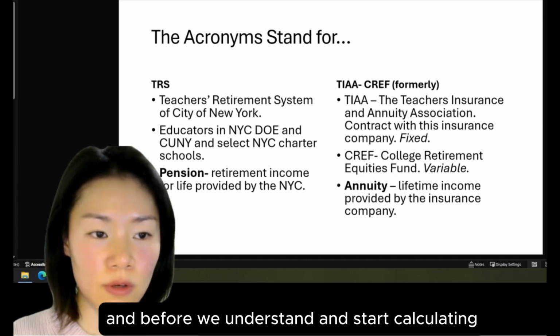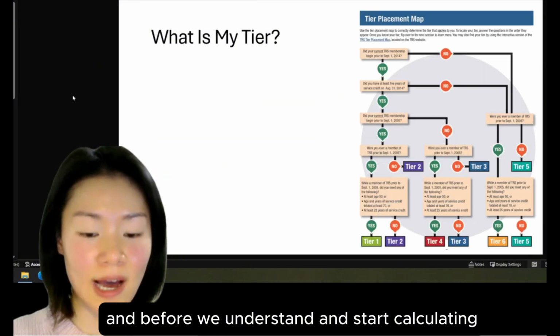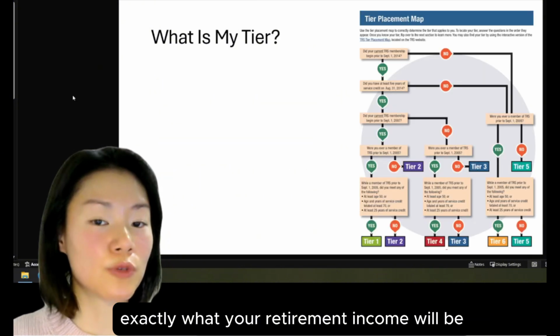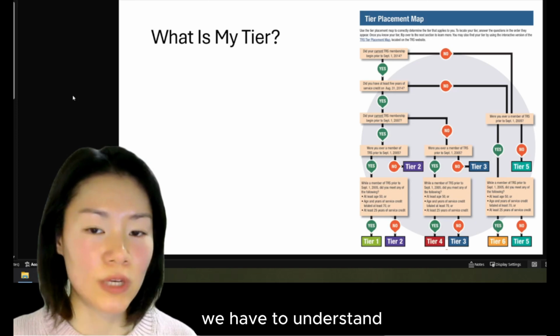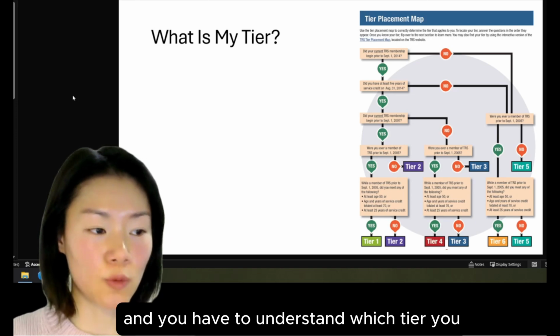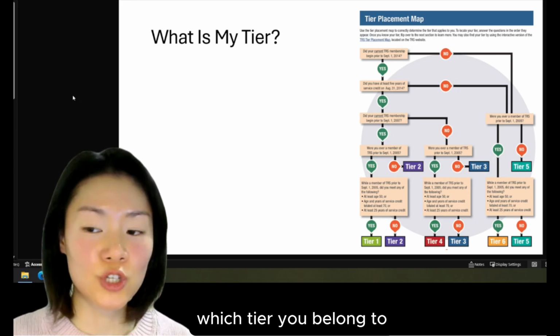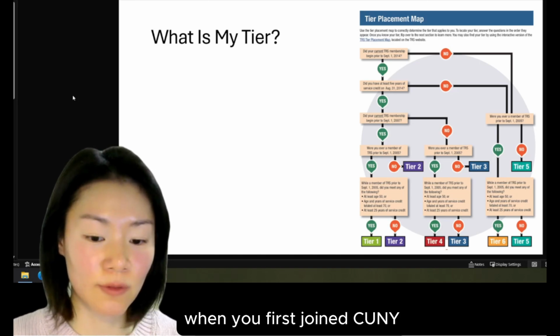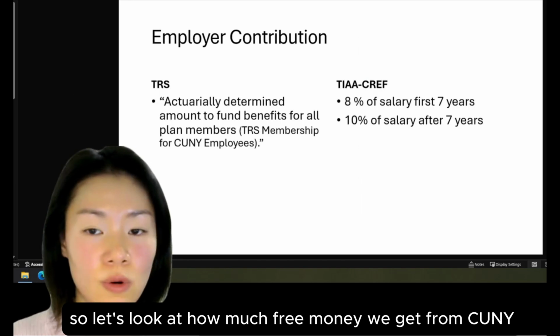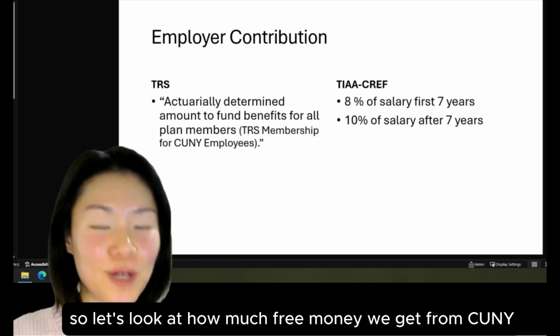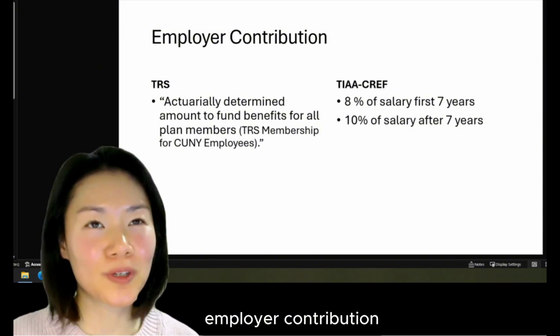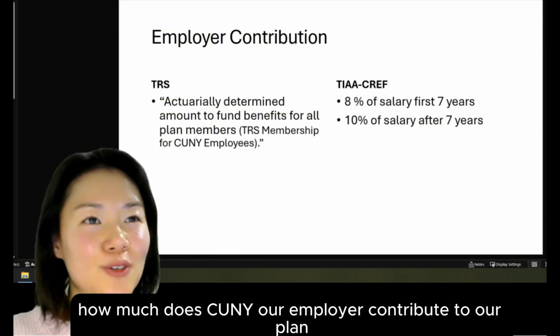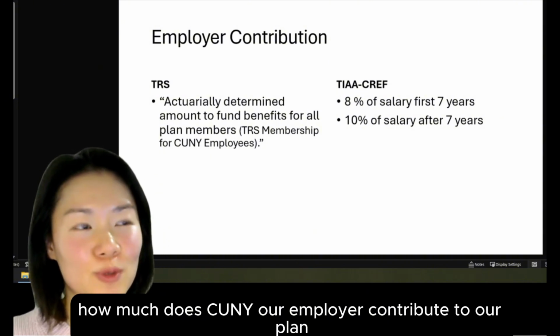Before we start calculating exactly what your retirement income will be, you have to understand which tier you fall into. Which tier you belong to has a lot to do with when you first joined CUNY. So let's look at how much free money we get from CUNY, the employer contribution. How much does CUNY, our employer, contribute to our plan?